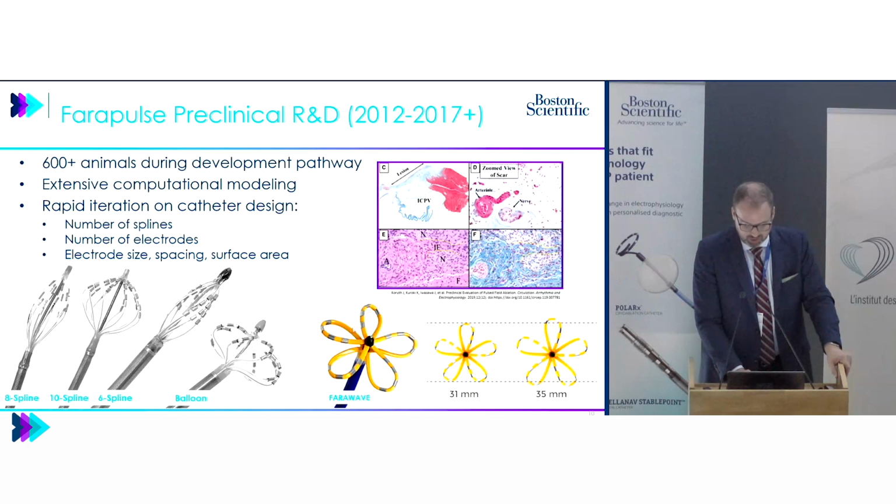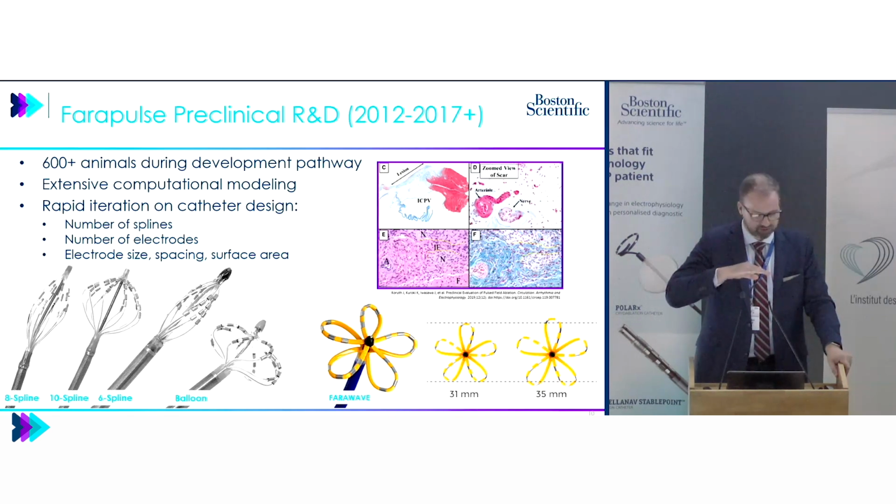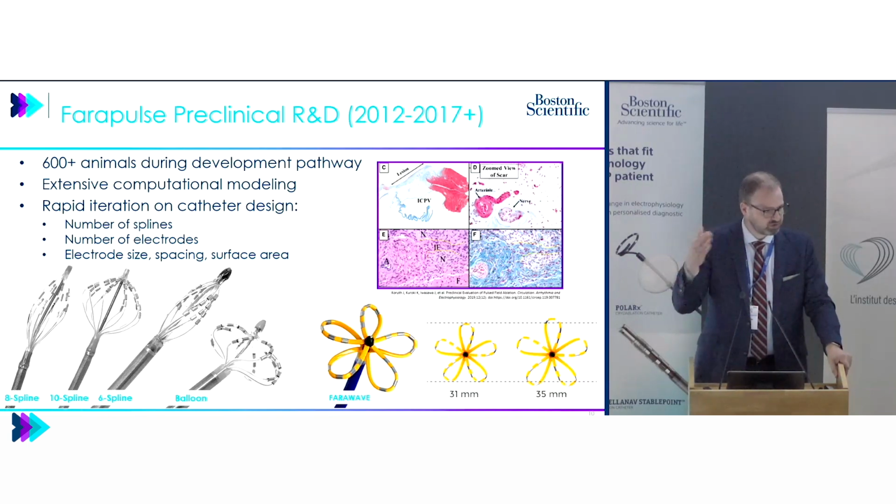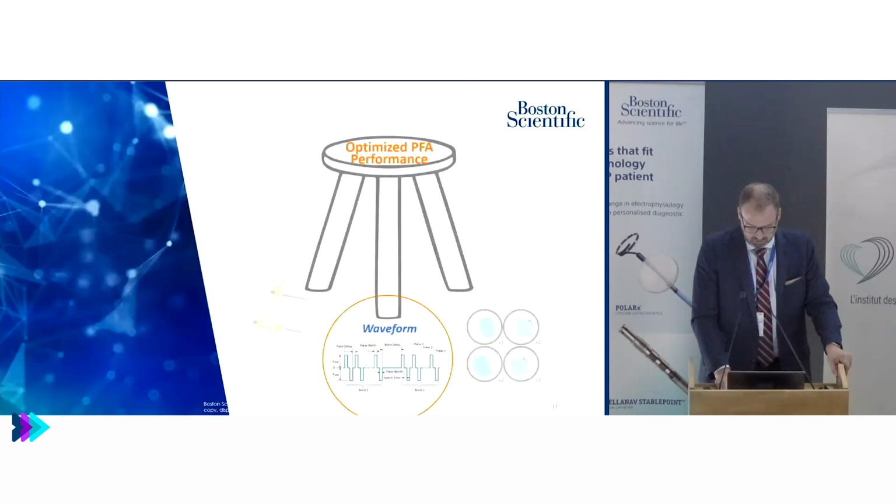So everything you see here was done for a reason. There's definitely a reason for 5 splines. There's definitely a reason for the exact number of electrodes that are there. Even between the 31 and 35 millimeter devices, you would think for efficiency we would just reuse our electrodes from the 31. The electrodes on the 35 are different electrodes. They're longer by 0.5 millimeter, and the spacing is different. So even just between those two sizes, it has been optimized for PFA.